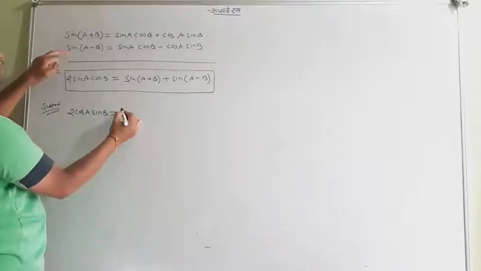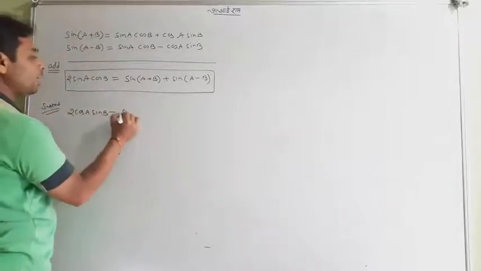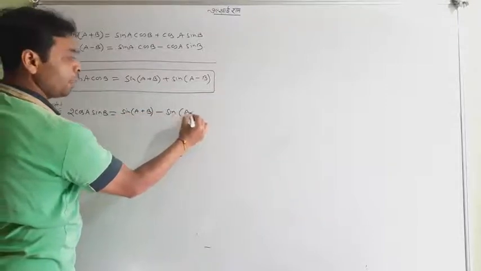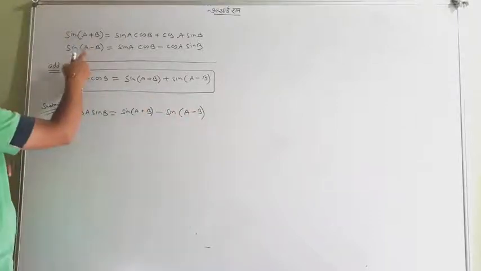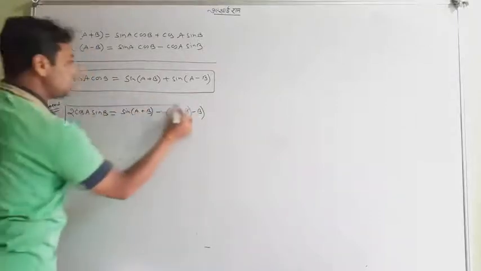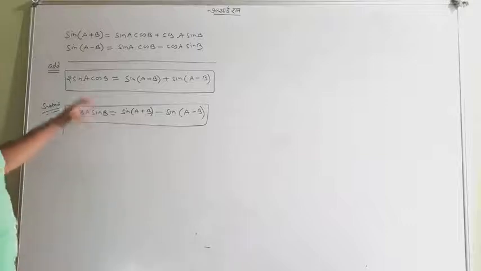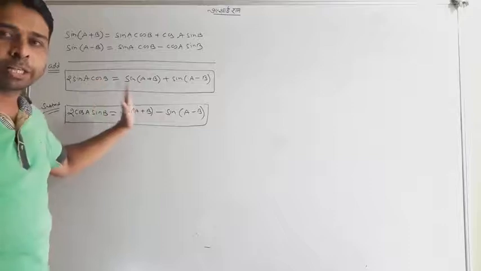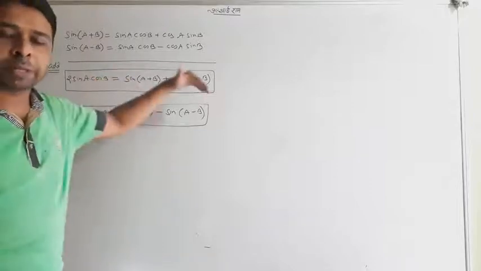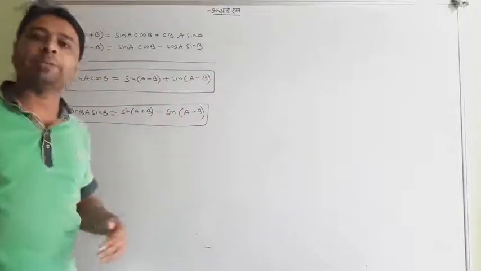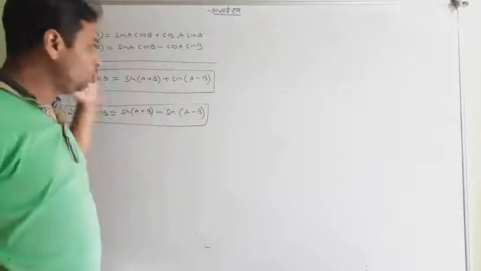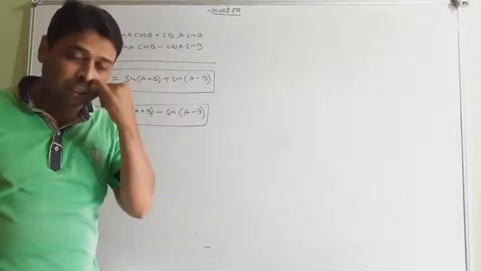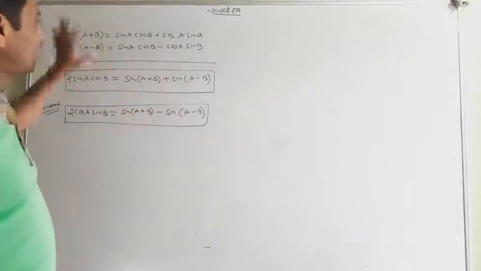And what answer will be coming here? Sin A plus B minus, because you subtracted, sin A minus B. So after subtraction you will get this answer. This is the second formula. Now you can read that the first formula is 2 sin A cos B, the second formula is 2 cos A sin B. First formula is sin A plus B plus sin A minus B, second formula is sin A plus B minus sin A minus B. So you have to keep remembering, we don't have any other way except remembering the formulas. So okay, these two formulas I have taught.